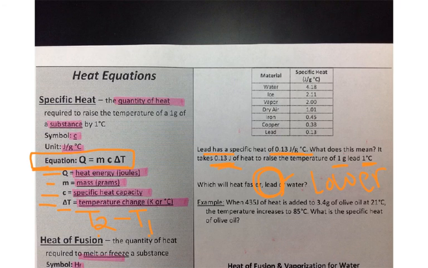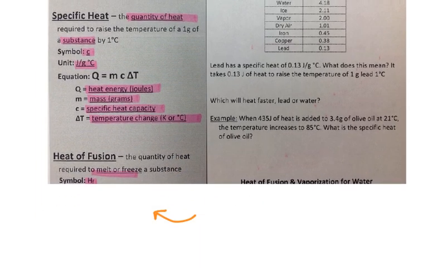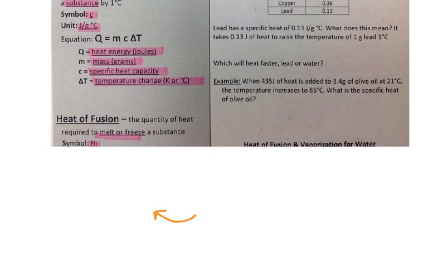So another example that we have is, and this is going to be for this guy right here: when 435 joules of heat is added to 3.4 grams of olive oil at 21 degrees Celsius, the temperature increases to 85. We want to know what that specific heat is. So we're going to use that over there. I'm going to move this up a little bit so it's going to give us a little bit more room.